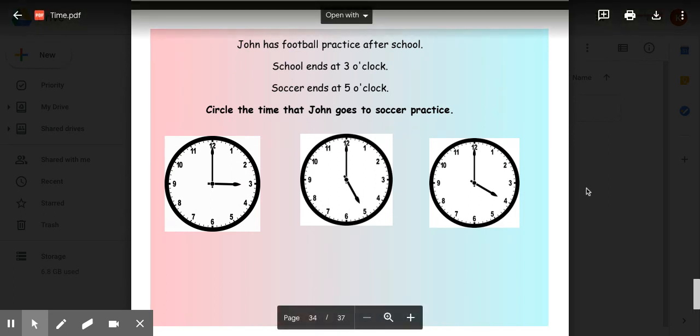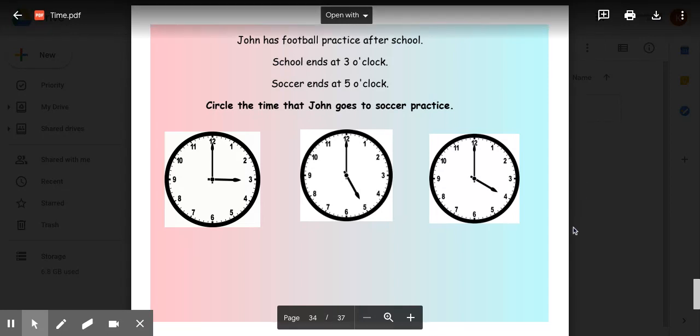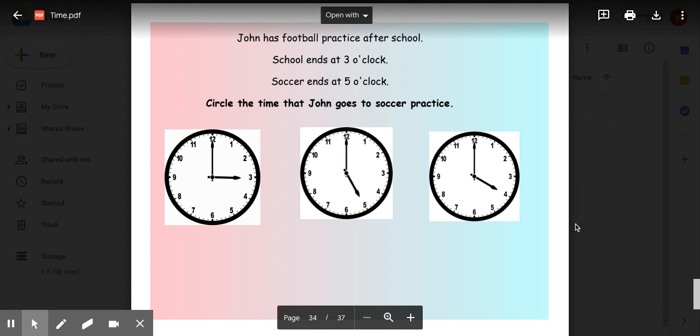All right, so this is what we are going to be working on today. Remember our I can statement? I can problem solve using time to the hour and the half hour. So we have a little word problem here. I'm going to read it to you and then you are going to watch me solve. This is an I do slide, so you are going to watch me solve this one.